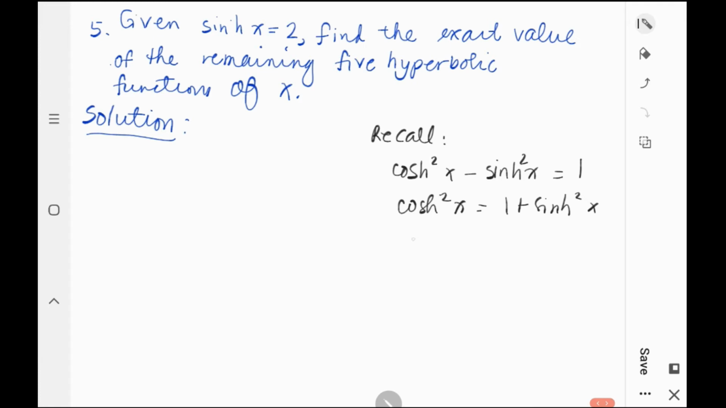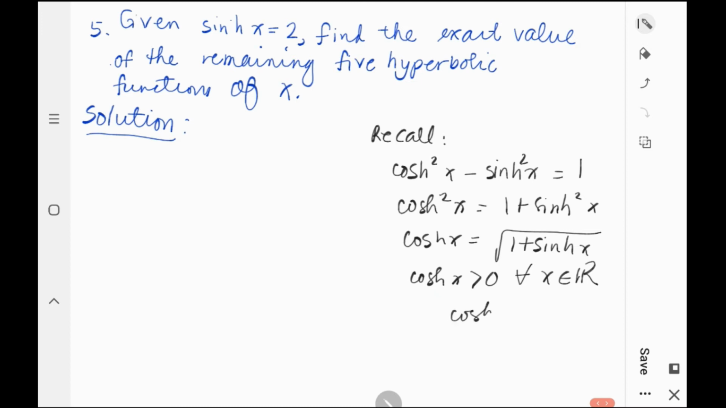And getting the square root of both sides, the hyperbolic cosine of x is equal to the square root of 1 plus the square of hyperbolic sine of x. Now, this is positive because the hyperbolic cosine of x is always positive for all x in the set of real numbers via its definition. Again, we have the hyperbolic cosine of x is equal to the average of e to the x and e to the negative x. So this is always positive. So we are sure that this is positive.